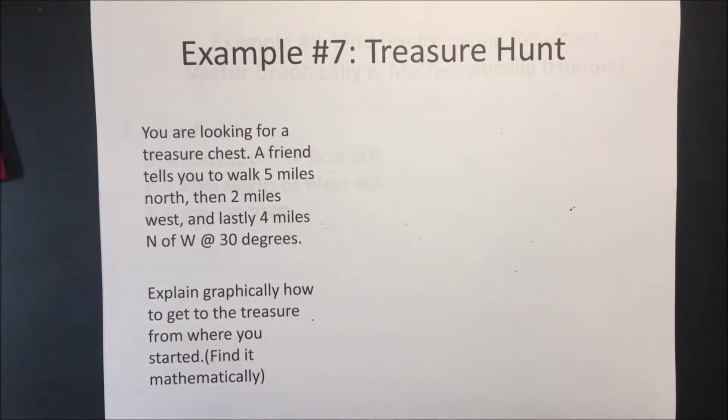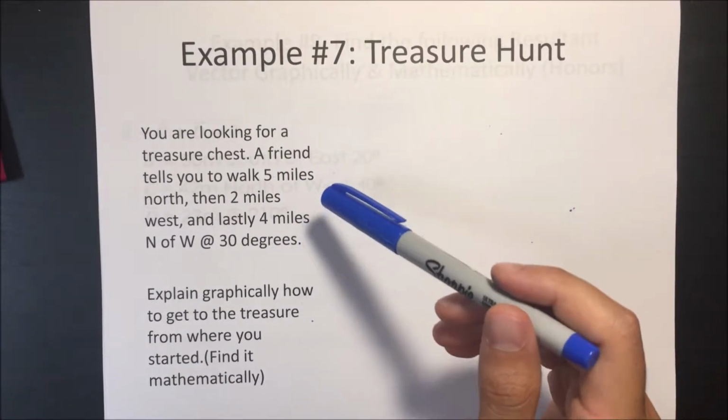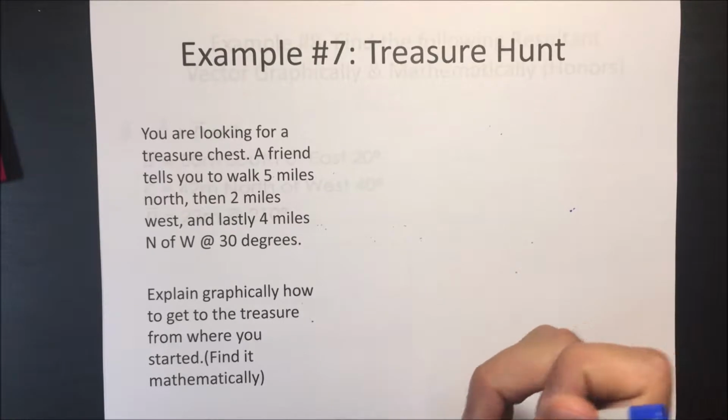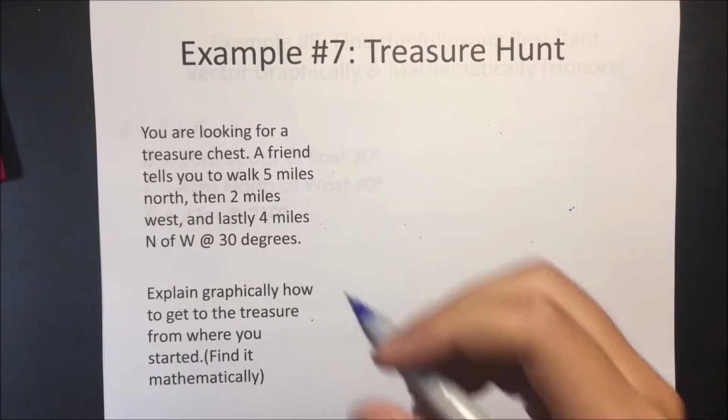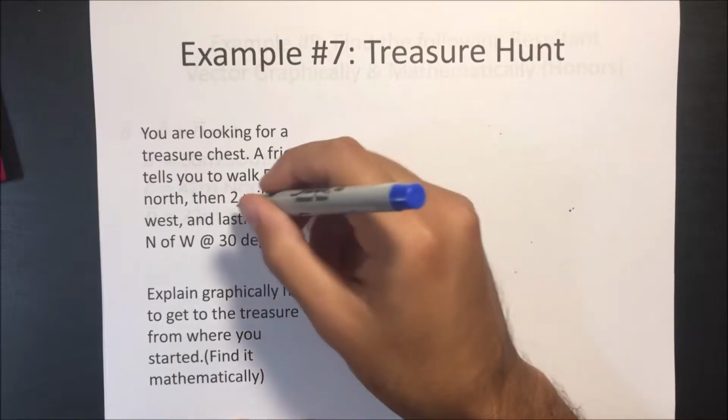Alright, you're looking for a treasure chest. A friend tells you to walk 5 miles north, then 2 miles west, and lastly 4 miles north of west at 30 degrees. Explain how to get to the treasure chest from where you started. Okay, so let's see how to do this problem. You're going to be separating these vectors.